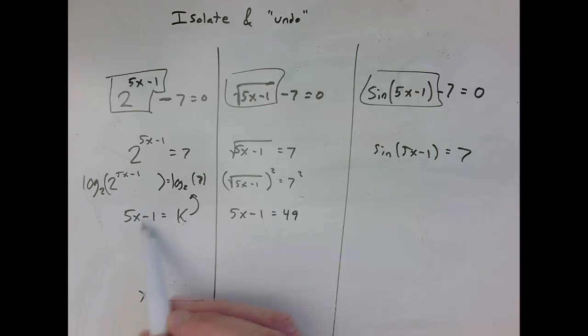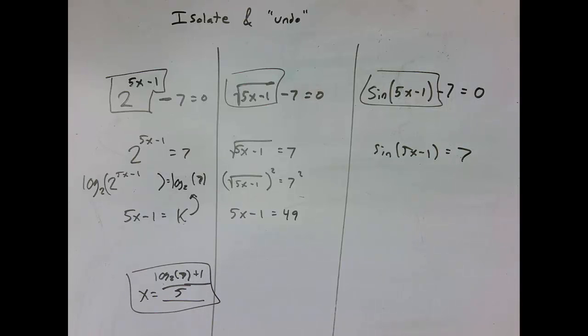We can add 1 to both sides, and we can say that x equals k plus 1 over 5, and then you can substitute back in for k. You could say it is log base 2 of 7 plus 1 over 5, and that would be a really great solution. Here, similar idea. You know how to solve for x here.